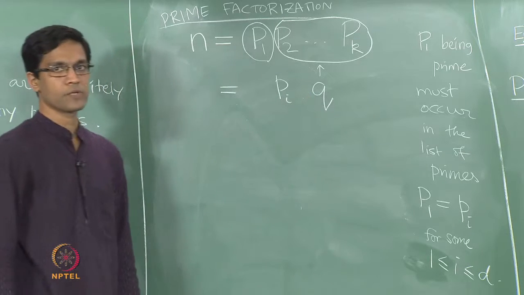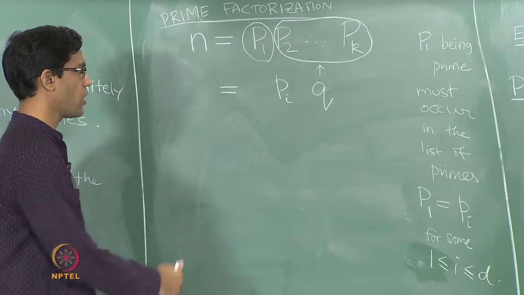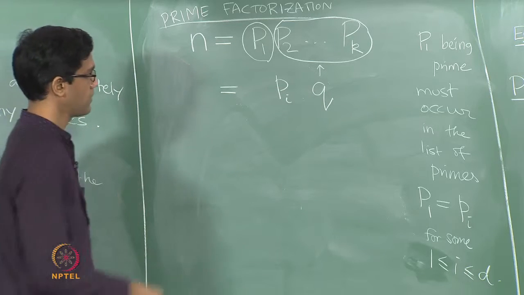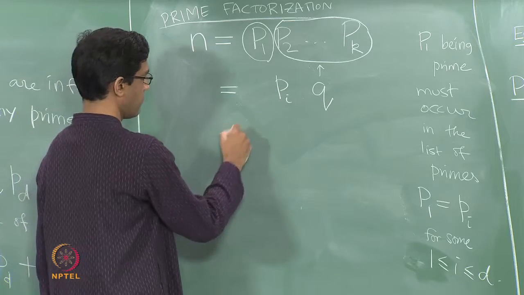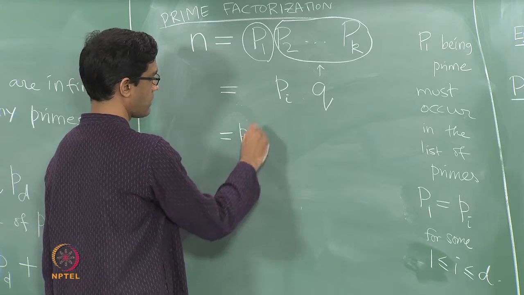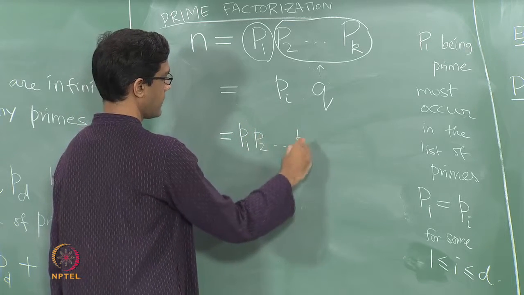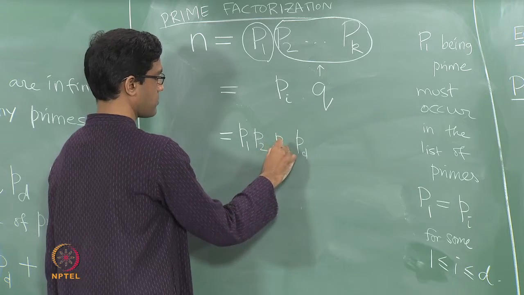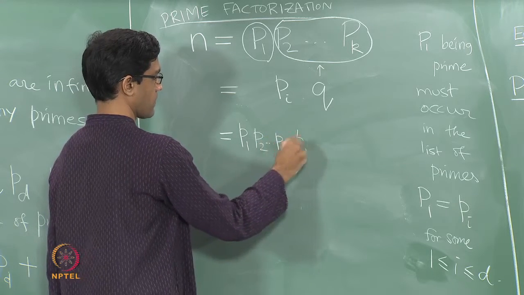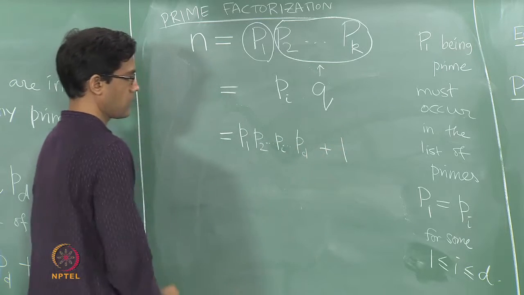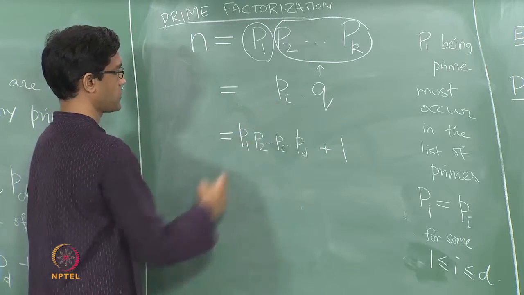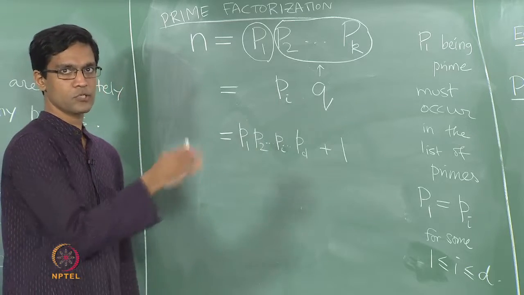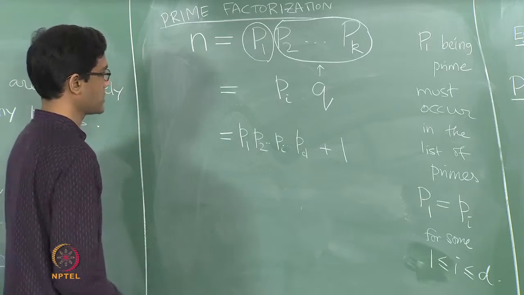So here's what we conclude: this number n is in fact of the form Pi times Q. In other words, it's a multiple of that prime Pi. Now on the other hand, we knew what n was. It is P1, P2, up to PD, where Pi also appears somewhere in the middle, plus 1. So here are two different expressions for the same number n, but they are mutually contradictory. These two expressions can't both be true at the same time.